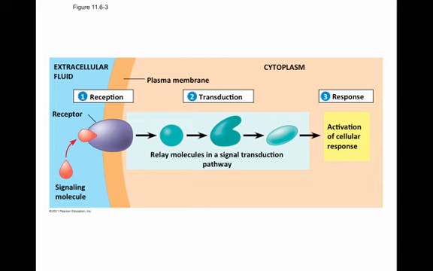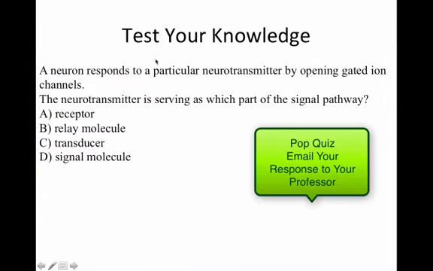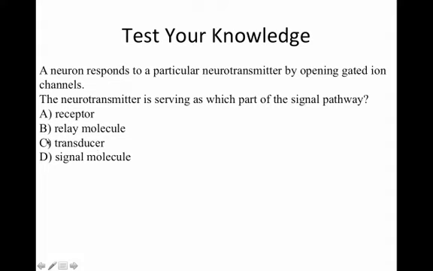Because in the response, of course, the transduced signal triggers a specific cellular activity. So now, we have a neuron, and it responds to a particular neurotransmitter by opening gated ion channels. The neurotransmitter is serving as what part of the signal pathway? Now, we've already explained what a receptor is. We've explained the relay molecules in the last slide. Transduction or transducer is part of that relay. And then you have the signaling molecule, the ligand. So what is a neurotransmitter serving as?